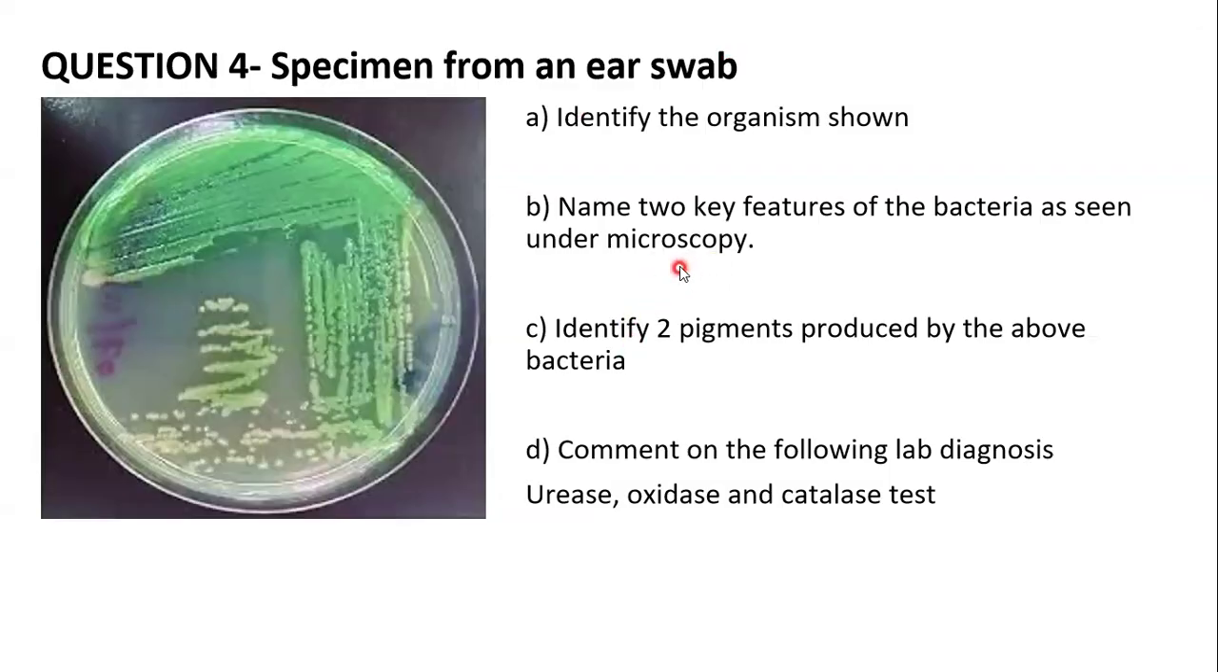So identify two pigments produced by the above bacteria. There are quite a few. If the names are hard, you can just mention the color of the pigments. Blue, green, red, brown pigments. Okay? If the names are hard, pyoverdine, pyocyanin, those ones, pyomelanin, just mention the color of the pigments. And comment on the lab diagnosis, urease, oxidase, and catalase test.